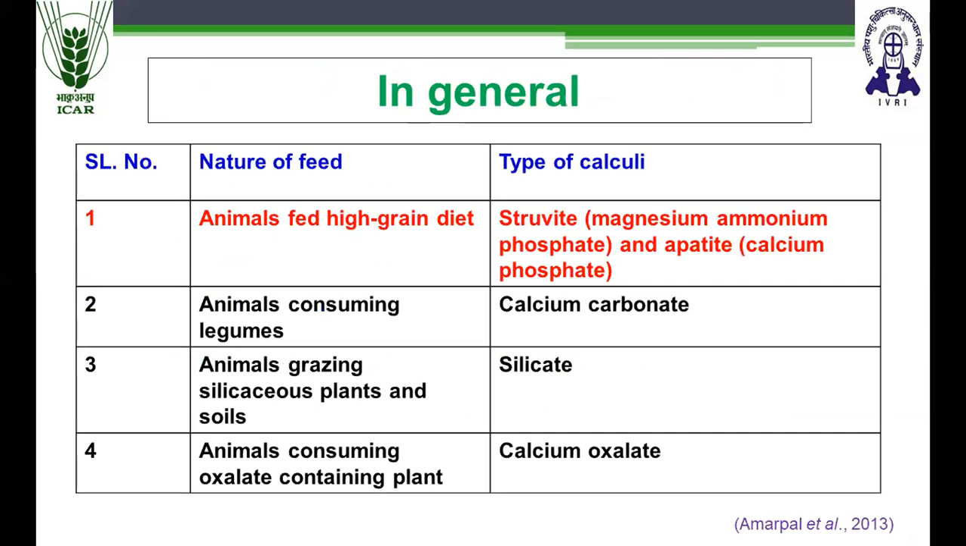So, in a nutshell, about the nature of feed and the type of calculi: animals fed a high grain diet are susceptible to struvite, that is magnesium ammonium phosphate, and apatite. This is the most reported calculi in the literature. Animals consuming legumes are susceptible to calcium carbonate. Animals grazing siliceous plants and soils are susceptible to development of silicate calculi. And animals consuming oxalate-containing plants are susceptible to development of calcium oxalate.